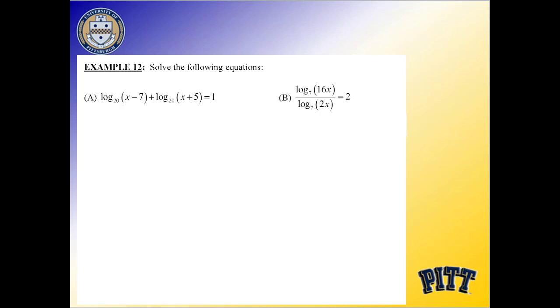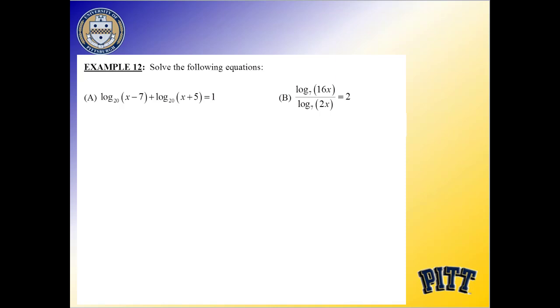When I solve equations, however, having multiple logarithmic statements becomes a problem that I don't really want. A mistake that students will make for part A, for instance, is they'll say that the right-hand side is 20 to the first power, and that'll cancel both log base 20s on the left. It doesn't work that way. And some students will just totally ignore the fact there's a log base 20 there.